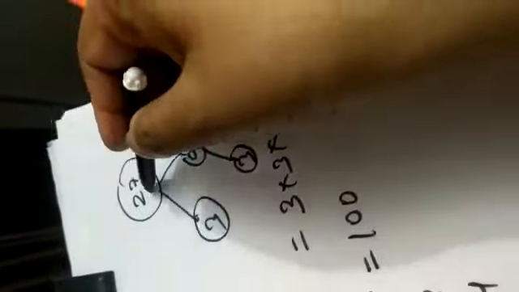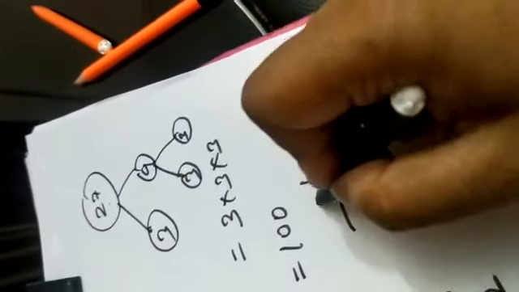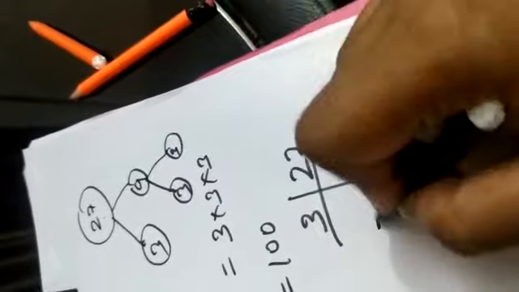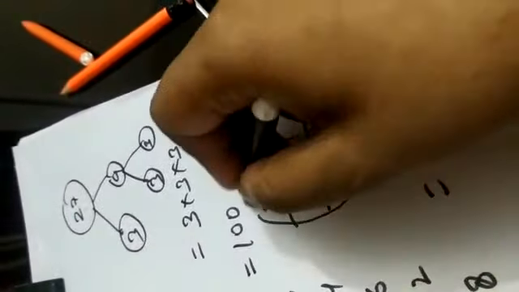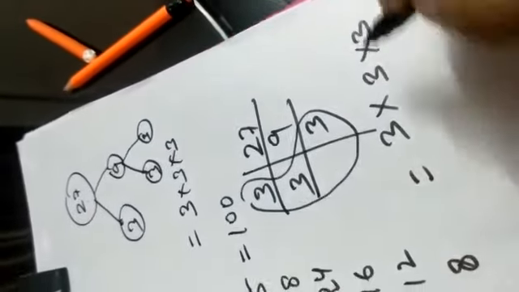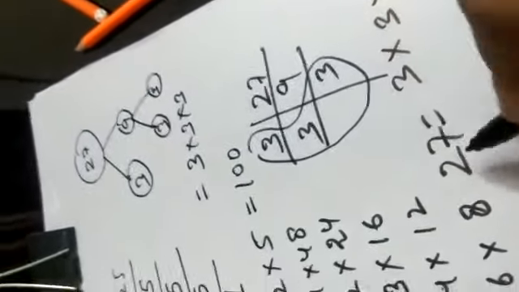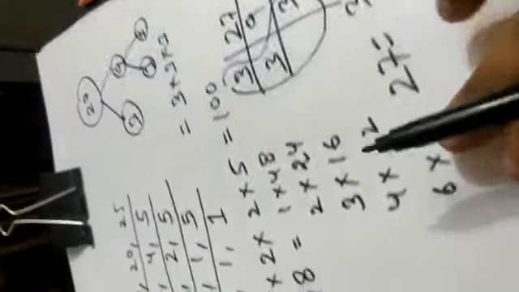We can use this factor tree method, or you can use the division method. Divide by 3, 3 9s are 27, again divide by 3, 3. So here also 3 into 3 into 3. It is the prime factorization of 27. So this is the prime factorization, and in order to find the factors, you have to find all the factors.